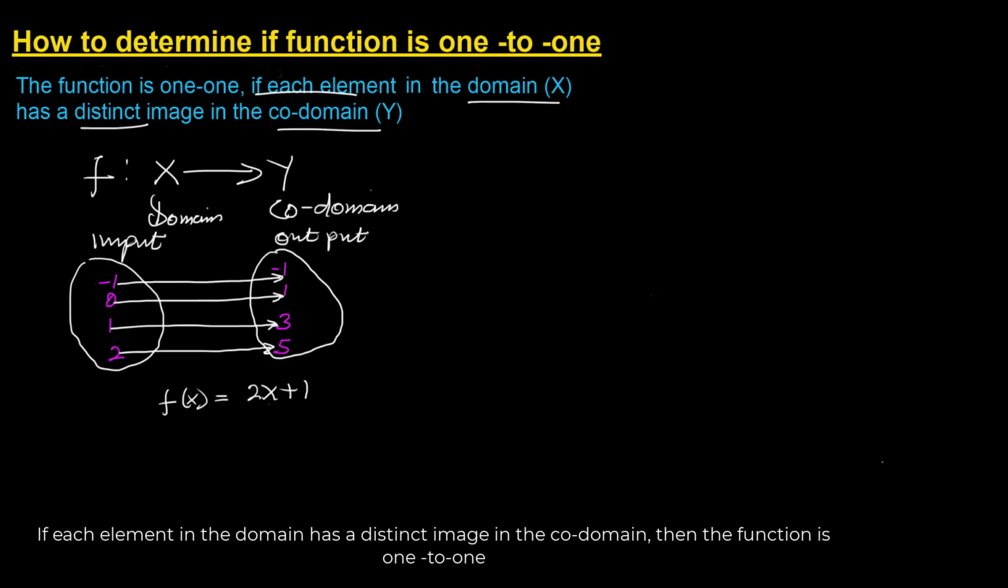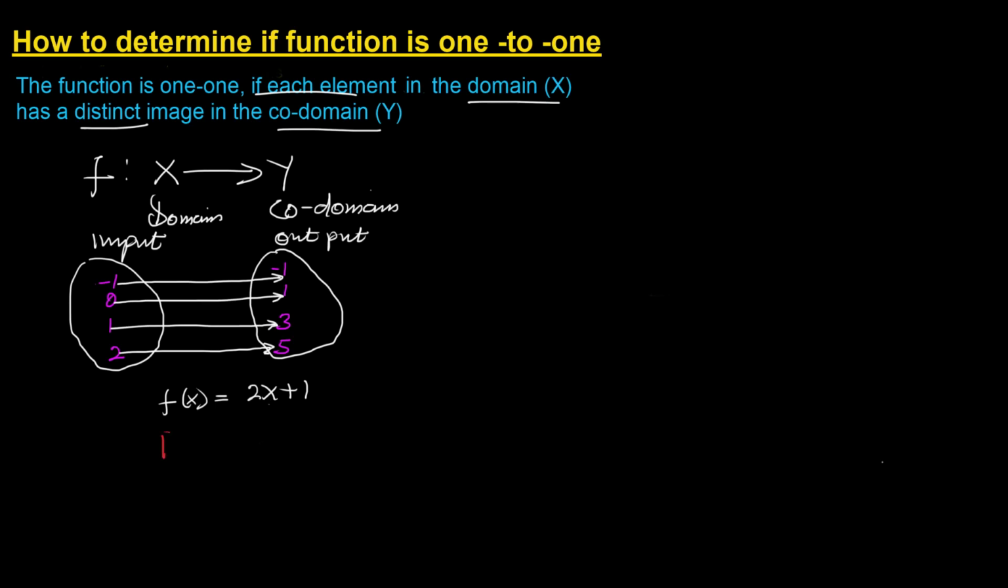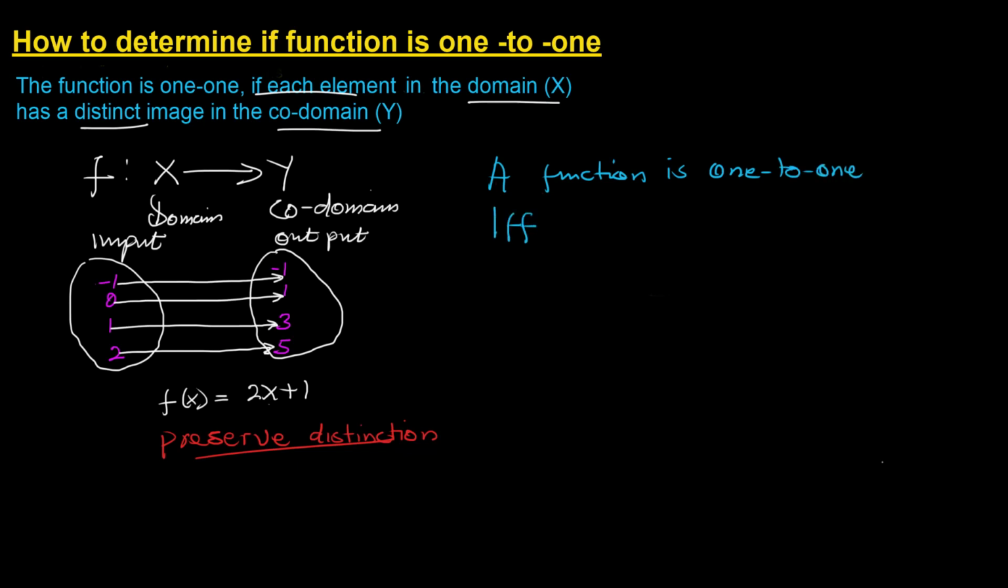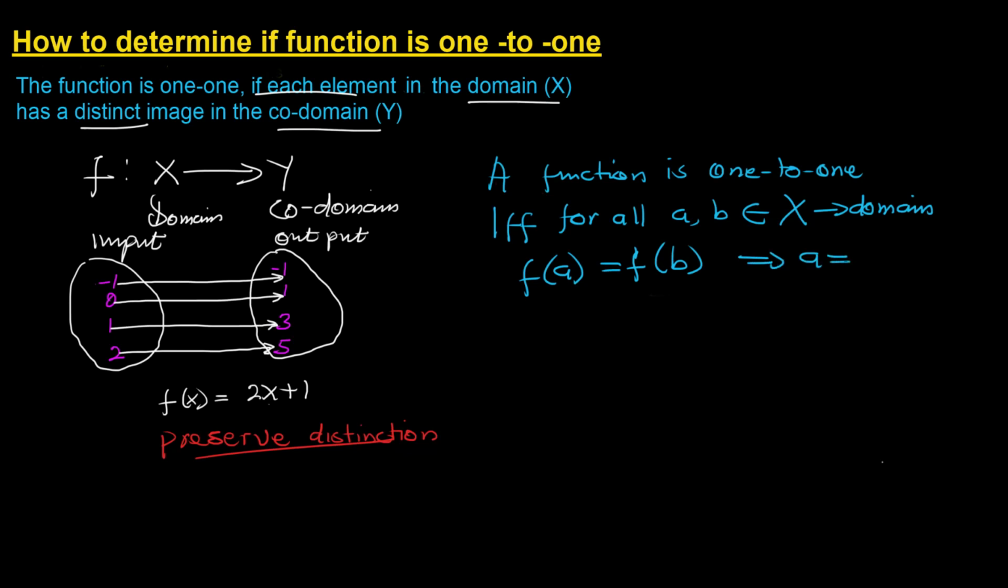The key word is that one-to-one functions preserve distinction. A function is one-to-one if and only if, and this is how we write it, if and only if for all a and b, these are elements I'll pick from the set X, which is the domain, such that f of a equals f of b implies a equals b.